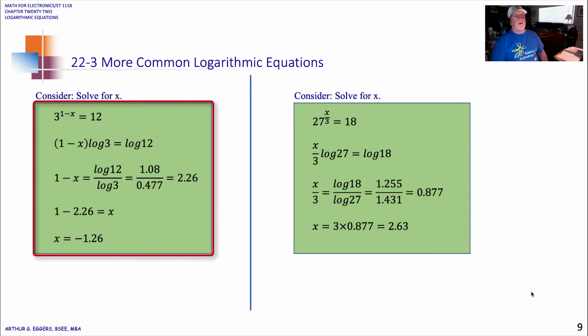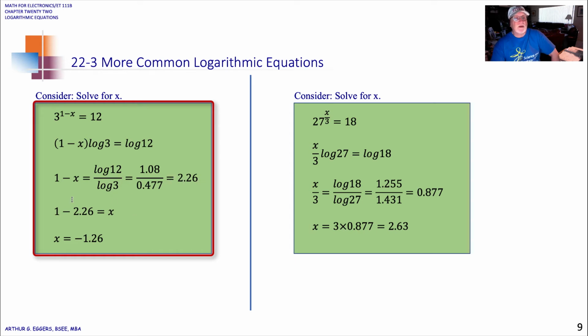Okay, let's look at another one, a little more complex. We have 3 raised to an exponent of 1 minus x equals 12. So when we take the log of both sides and bring that exponent down in front of the log, now I have 1 minus x as the leading term times the log of 3 equals the log of 12. I can move the log of 3 to the right side of the expression by dividing both sides. And now I have 1 minus x is equal to the log of 12 over the log of 3, which gives me 1.08 over 0.477, equal to 2.26.